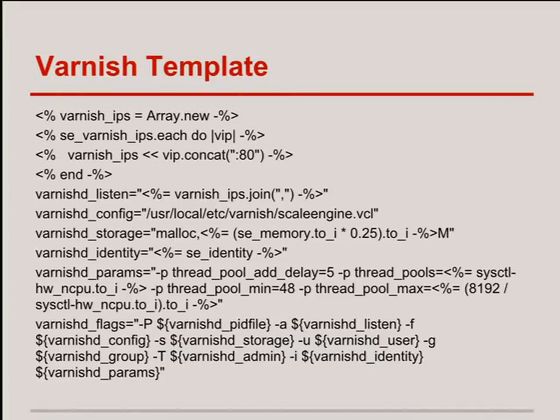And then we also do things like we create the number of thread pools based on how many CPUs the machine has. So if it has 8 cores, then we create 8 thread pools. And then for how many threads in each pool, we divide our max of about 8K by the number of CPUs. So this dynamically sizes how many threads Varnish will use on each machine based on how many CPUs and how much RAM it has.